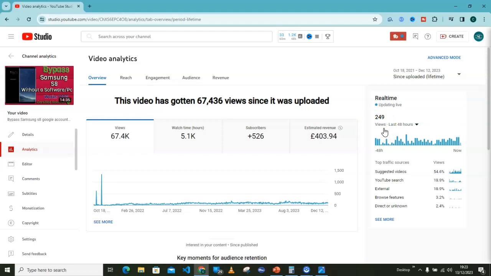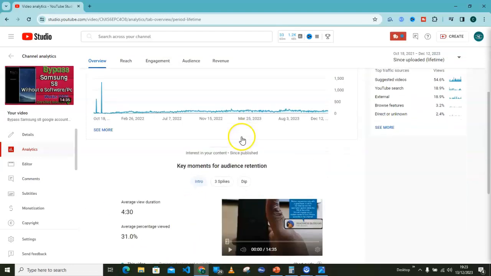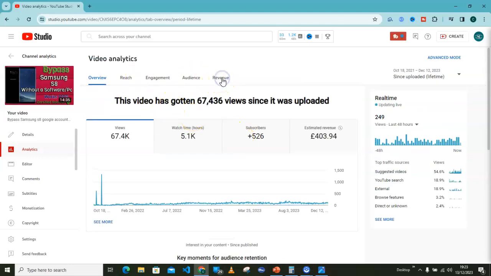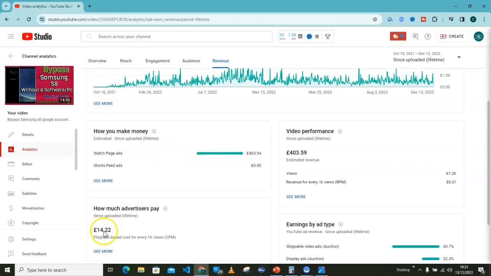And when you have a look at the top traffic sources, you could see that suggested videos is topping, meaning that there are some videos that are suggesting this particular video to the interested viewers out there. Okay, there comes YouTube search after that. Then let's get to the revenue part of it. When you have a look at the revenue here, you could see that I have a CPM of almost £14.20. But this does not reflect what you might be thinking. I will show you how this is calculated.